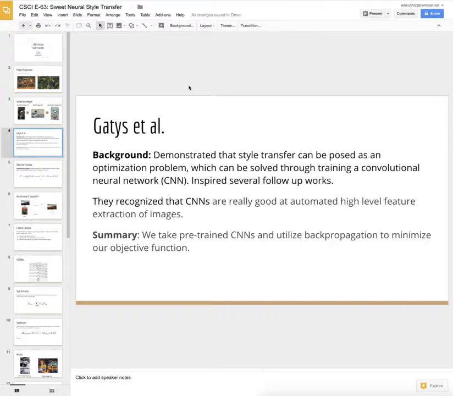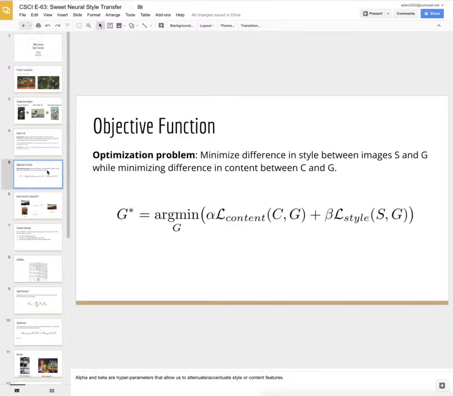So what they did was they took a pre-trained CNN, utilized the backpropagation mechanics to minimize the objective function that they defined. And so for that objective function, they were looking to minimize the difference in style between images S and G while minimizing the difference in content between C and G. So they defined two loss functions, one for content, another for style, combined the two, and wanted to minimize them both each iteration that the algorithm would run. And you'll see that there are two scalar values, alpha and beta, that help us control which one we want to emphasize more, or if we want to emphasize them equally.